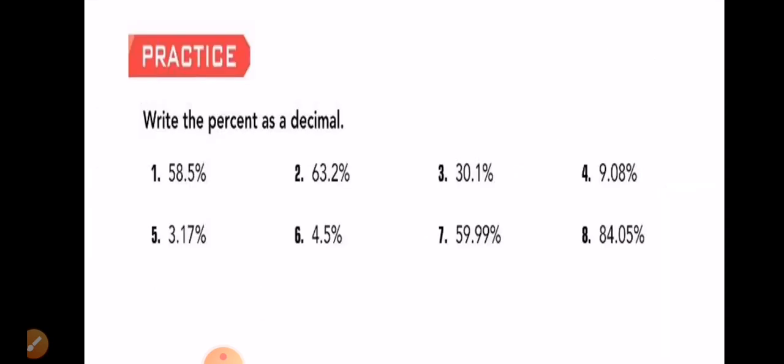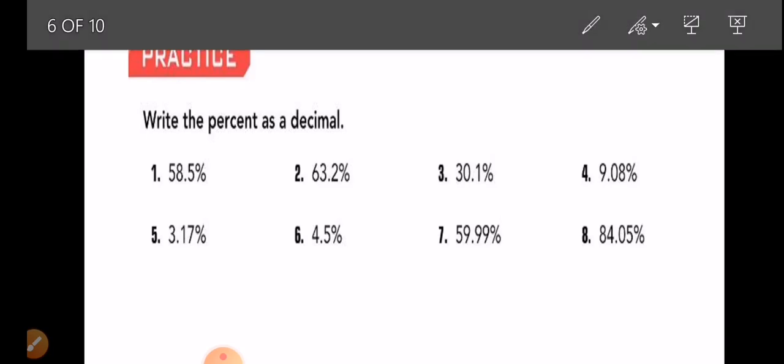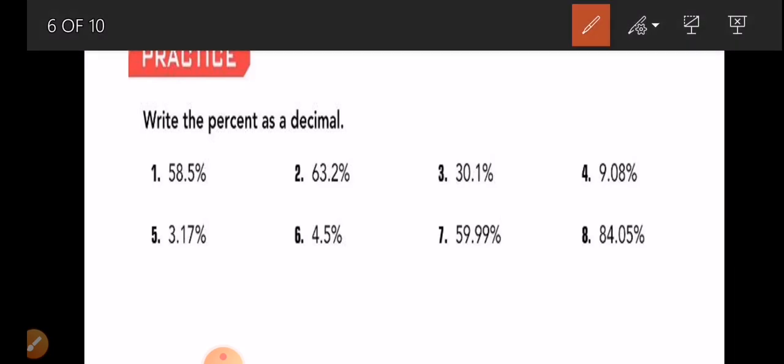Let's see how the question will come to you. Write the percent as a decimal. So directly percent with another thing. Let's see, do I want the percent or do I have it? No, I have the percent but I want to make it decimal. If you have the percent, divide by 100. If I divide by 100 here, it means what? Move the decimal 2 places to the left because you have 2 zeros.